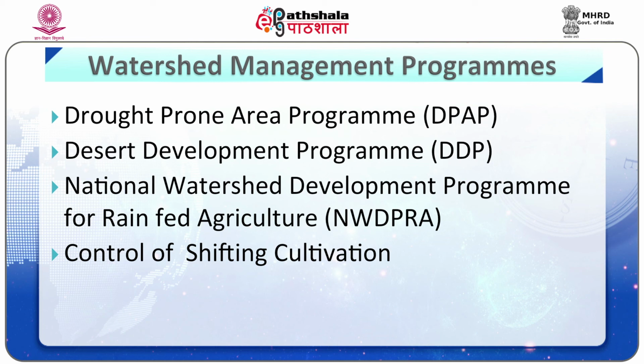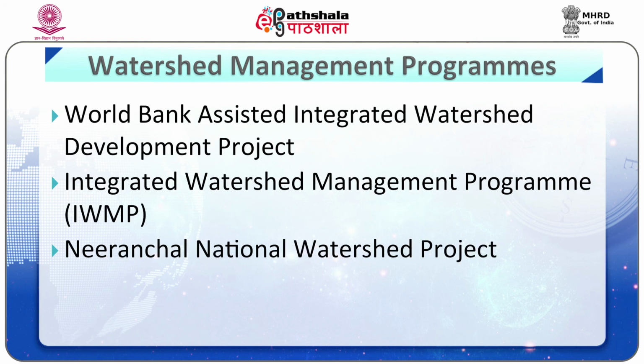The second one is Desert Development Program, DDP. The third is National Watershed Development Program for Rain Fed Agriculture, NWDPRA. The fourth one is Control of Shifting Cultivation. The fifth is World Bank Assisted Integrated Watershed Development Project. The sixth one is Integrated Watershed Management Program, IWMP. And the seventh is Neeranchal National Watershed Project Program.